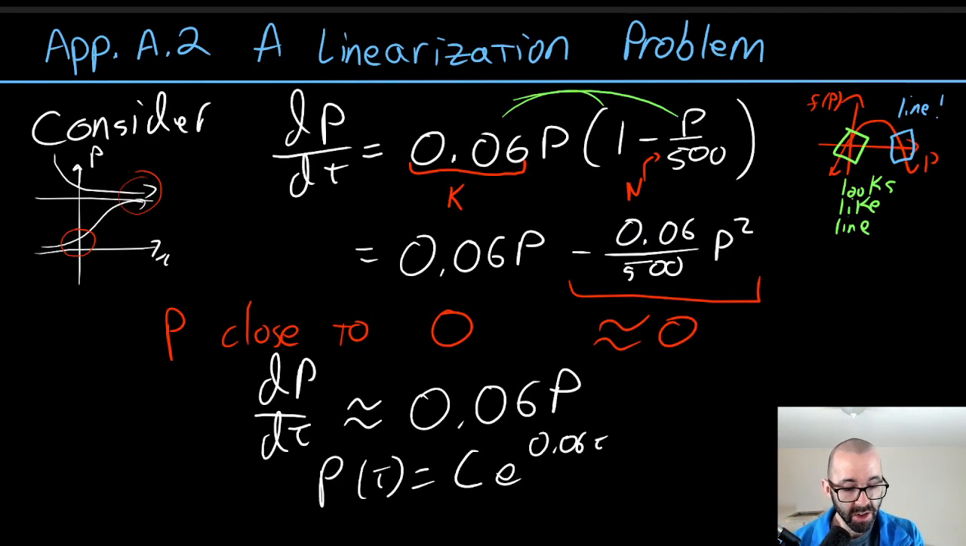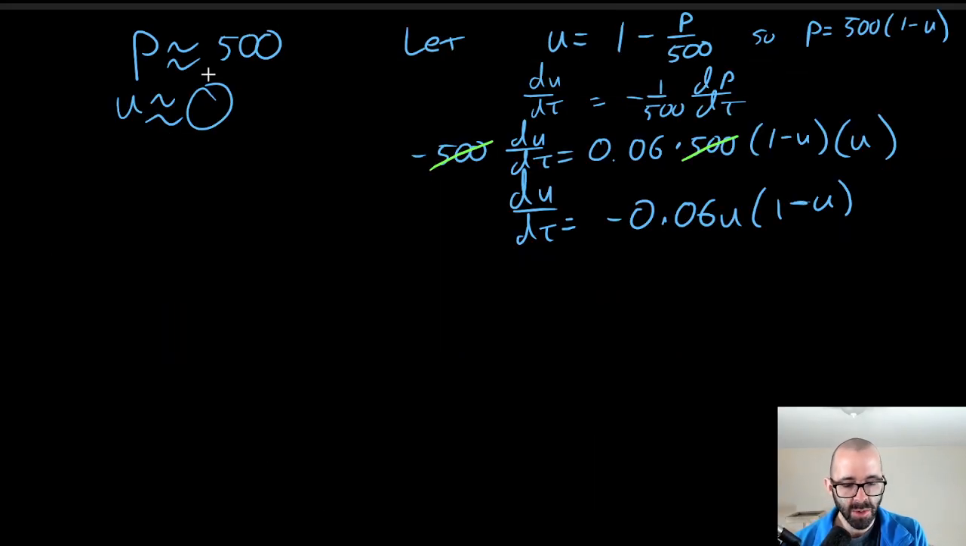That negative is really important, because there's qualitatively something very different happening at p equals 0 and p equals carrying capacity. One, we're exponentially growing away from it. The other, we're exponentially approaching it. So if we linearize here, we're curious about how this behaves when p is close to 500, which is how this behaves when u is close to 0.